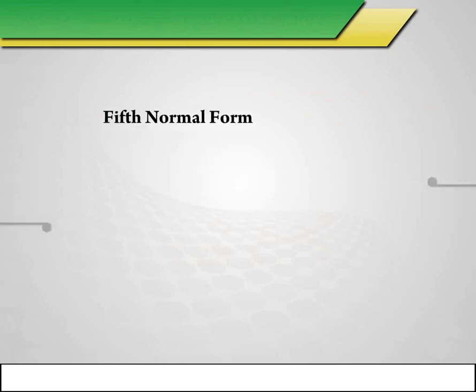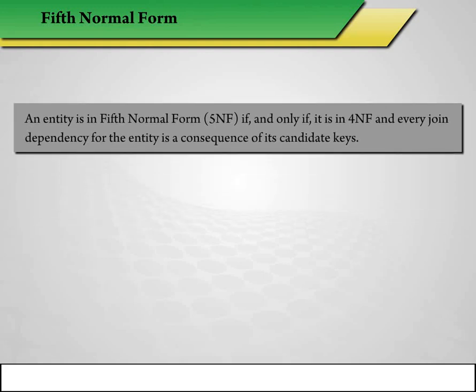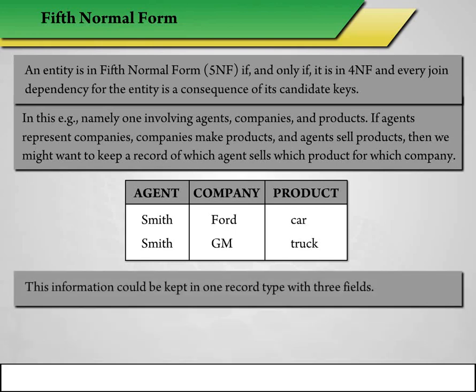Fifth normal form. An entity is in fifth normal form, 5NF, if and only if it is in fourth normal form and every join dependency for the entity is a consequence of its candidate keys. Consider an example involving agents, companies and products. If agents represent companies, companies make products and agents sell products, then we might want to keep a record of which agent sells which product for which company. This information could be kept in one record type with 3 fields.